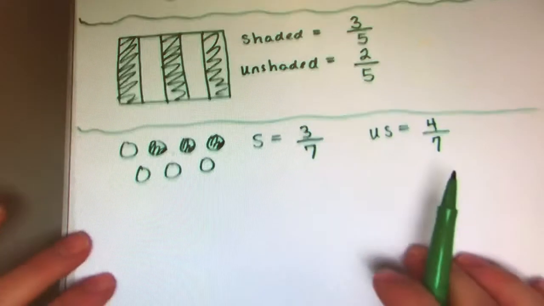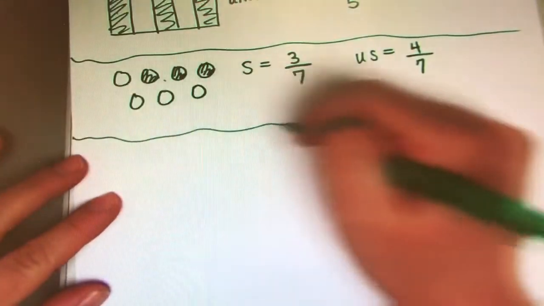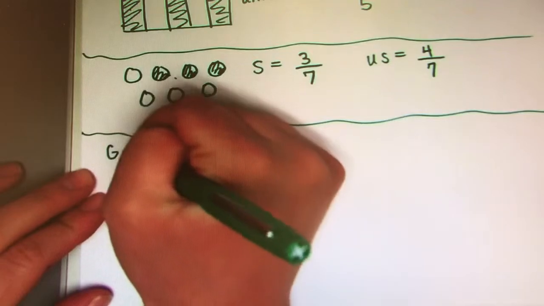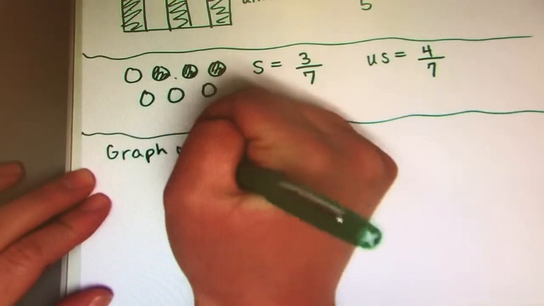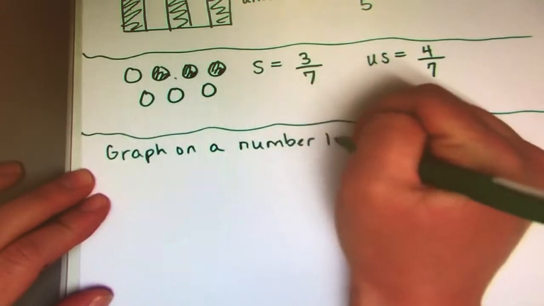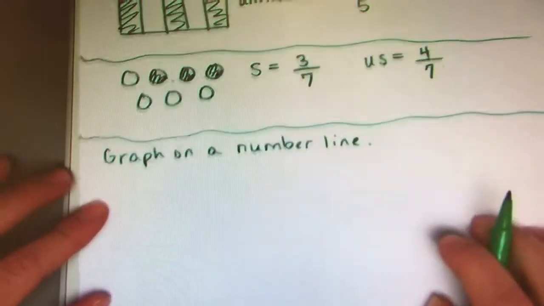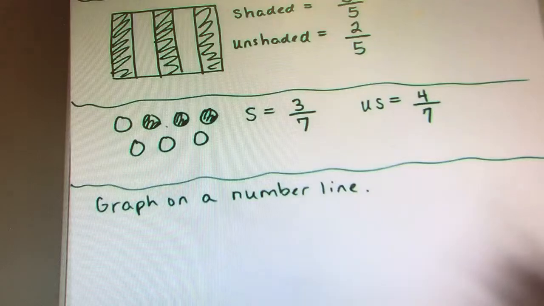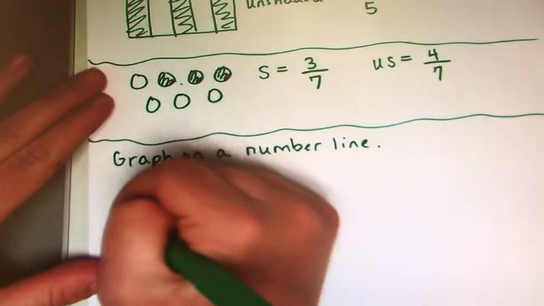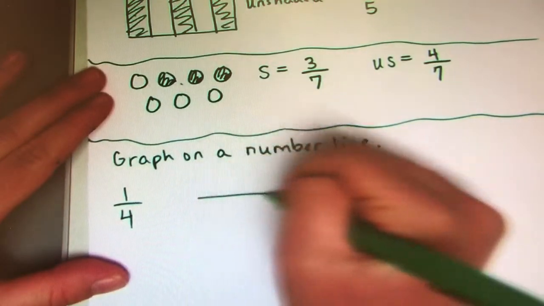All right, next what we're going to do is graph fractions on a number line. So I'll put graph on a number line. So we can represent fractions with objects, with regions. We can also represent fractions on a number line. So let's say the first one I give you is 1/4. Just draw a little line over here.